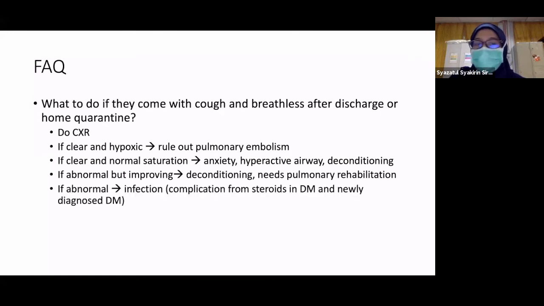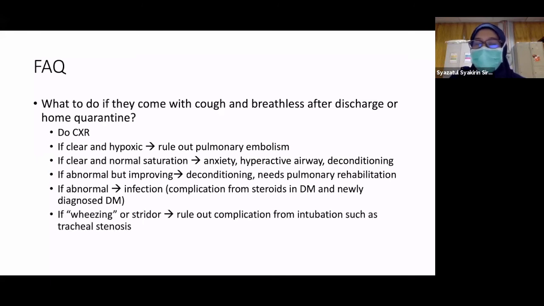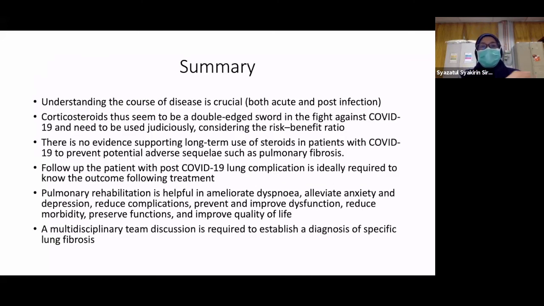If the X-ray is still abnormal, think of infection, or complication from the steroid in a diabetic or newly diagnosed diabetic. If wheezing or stridor, rule out complication from intubation, such as tracheostomy. So in summary, understanding the cause of disease is crucial.